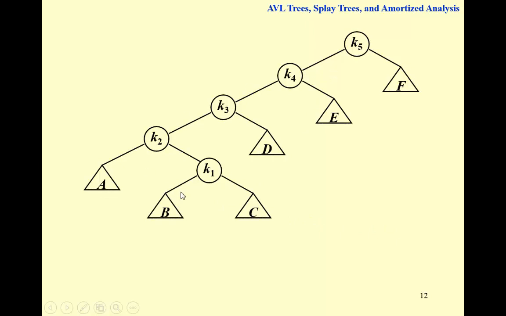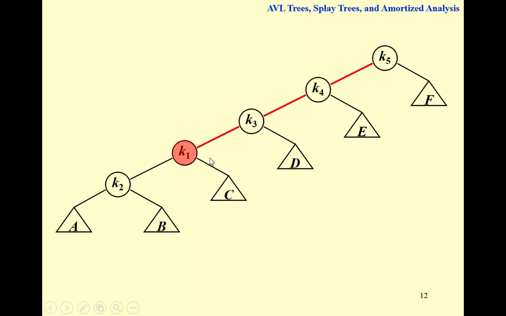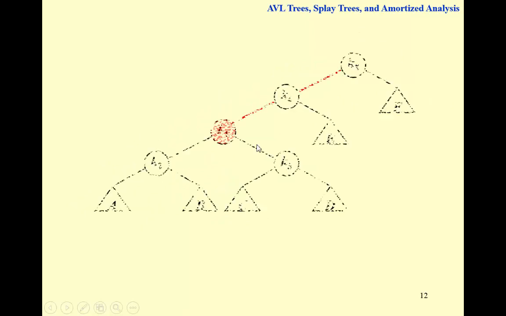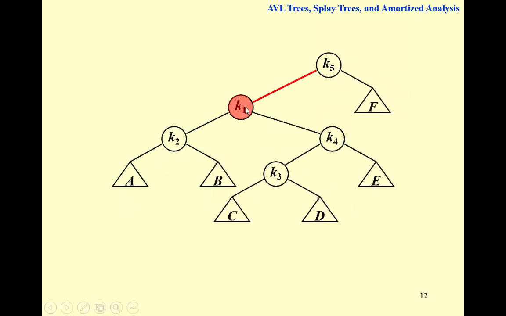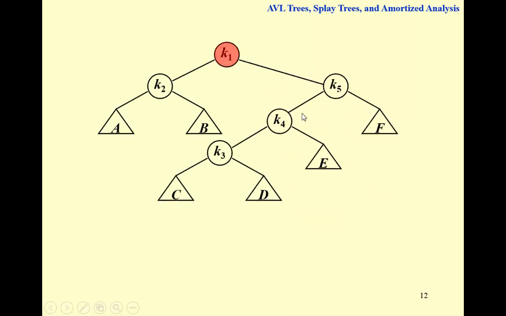So here's one example. Let's first try to access the key 1. After key 1 is accessed, let's use single rotations to move it up to the root. So step 1, rotate K1 with K2. And get something like this. And rotate K1 with K3. So K3 is down. Now rotate K1 with K4. So K4 is down. Now finally rotate K1 with K5. And that's the tree we obtained.